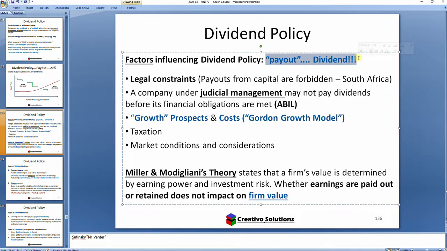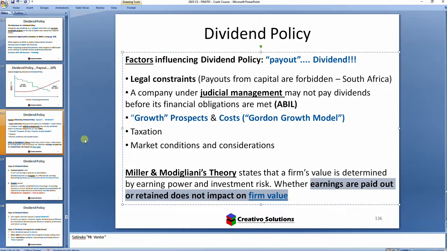Payout: only pay out money if it cannot be used elsewhere, if earnings will not increase firm value. A firm will only pay out a dividend if they believe that there aren't any other better places to invest that money or that capital. There's quite a lot of theory that talks to firm value. Earnings are paid out or retained only when it does not affect firm value. In other words, we're not going to harm the business. It'll only help the business.